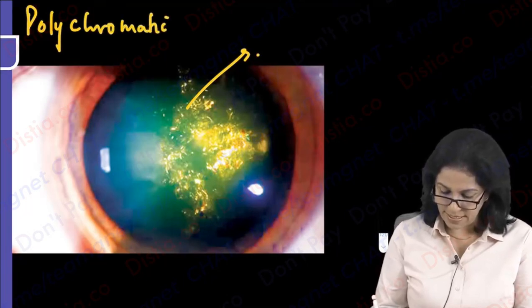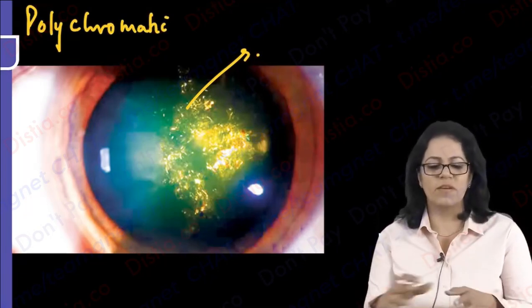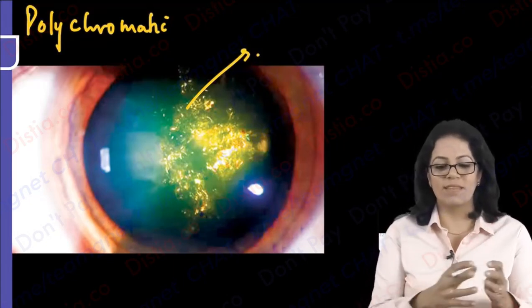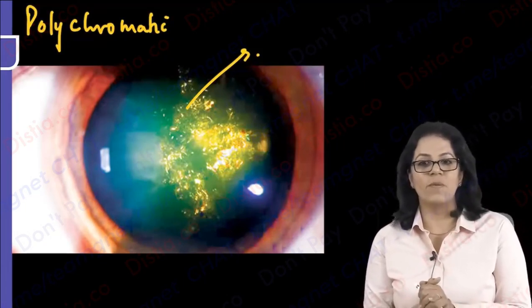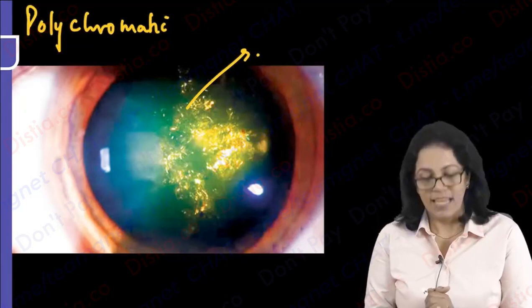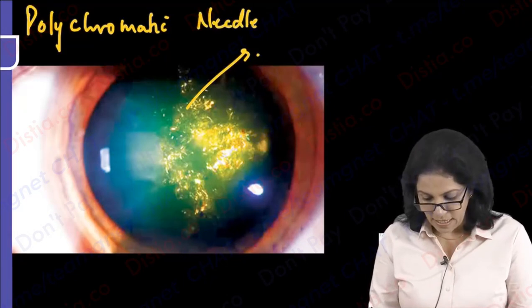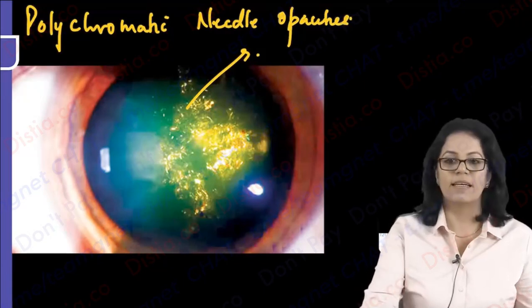Polychromatic, multiple colors again. So how do you differentiate from complicated cataract? Of course, everything around it, the history, the other findings will help me to know, okay, is it myotonic dystrophy or am I talking about the polychromatic luster of complicated cataract? Correct? Okay, so this is polychromatic needle-like opacities. This is mainly what we are talking about in myotonic dystrophy.